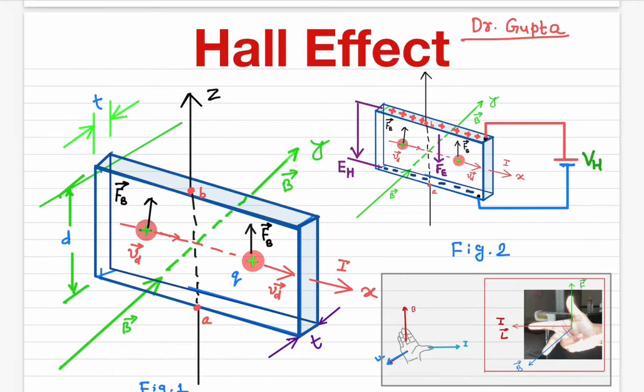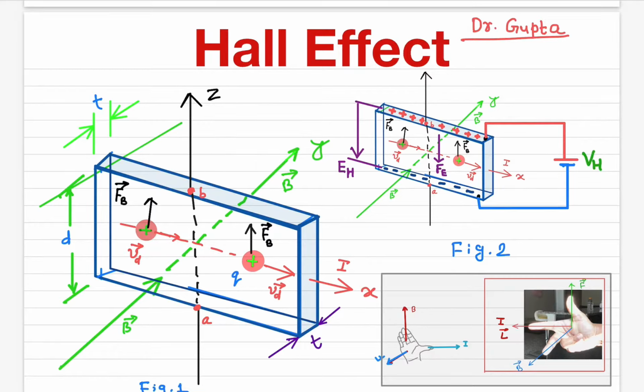You can also use the right hand rule here to find the direction of the magnetic force, or you can use the palm rule. Let's use the palm rule. If the current is moving along this direction, and you put your fingers along the direction of the magnetic field, then perpendicular to the palm will be along the z direction. So we have now established that the charges will be moving along the x direction as well as along the z direction.